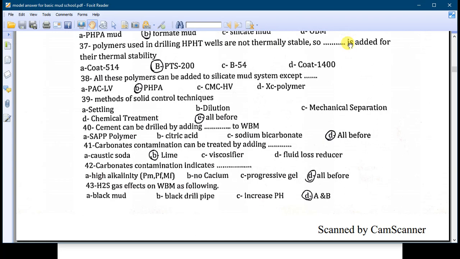Okay, so we add a chemical for thermal stability. As I told you, it's called PTS12, a polymer used in drums. They are added for polymer stabilization against temperature. But code 514 is used for diesel inhibition, Bactrum 55 is used for bacteria, and code 1400 is for brine or water inhibition. So PTS 200 is the best answer.